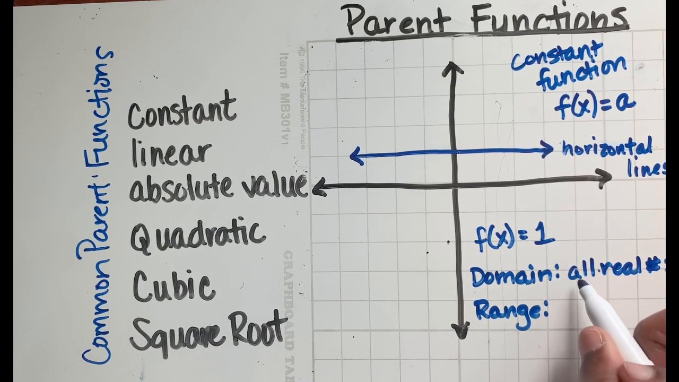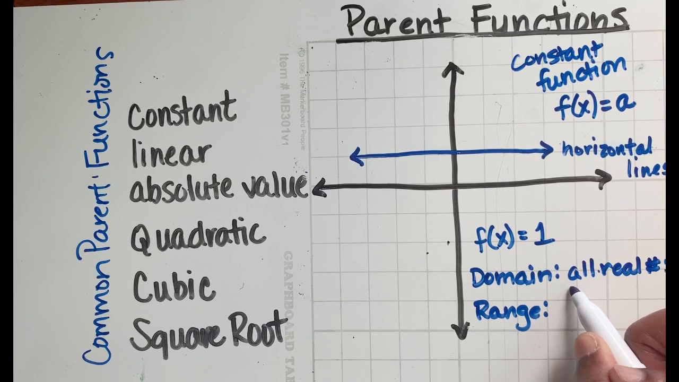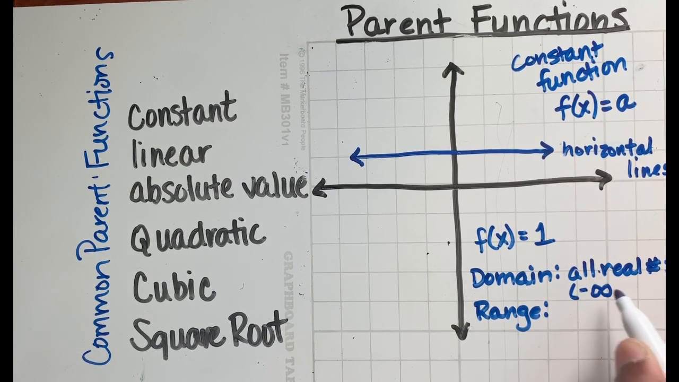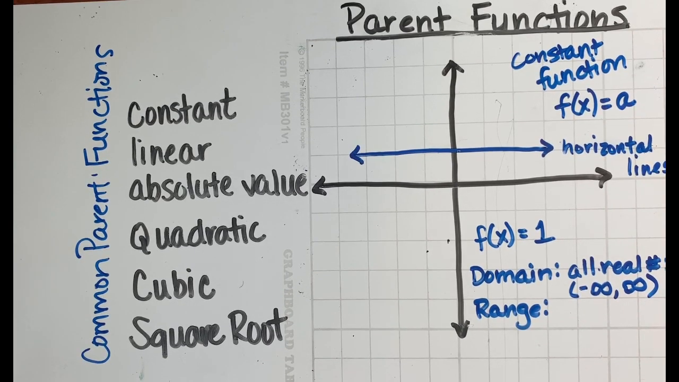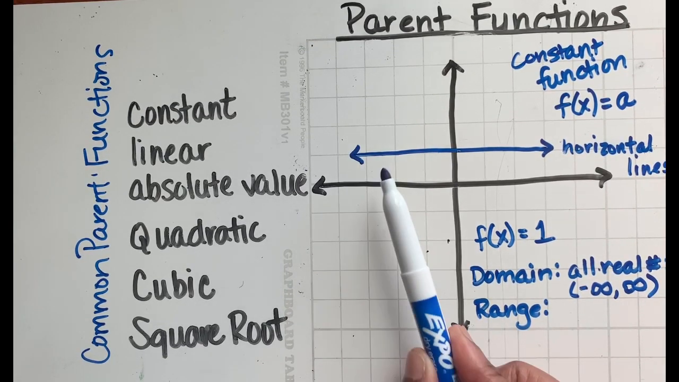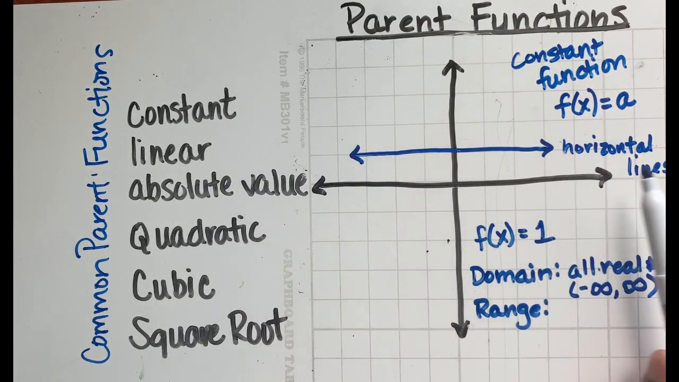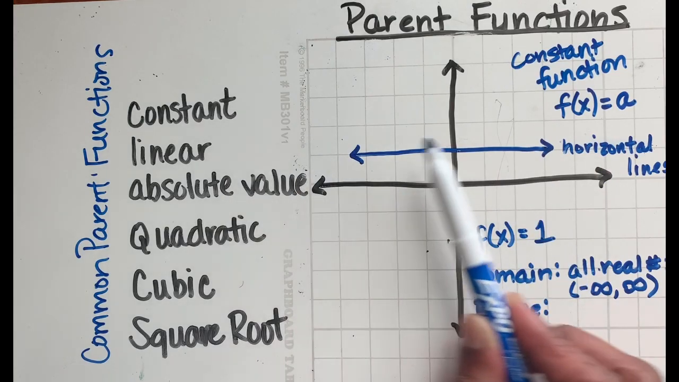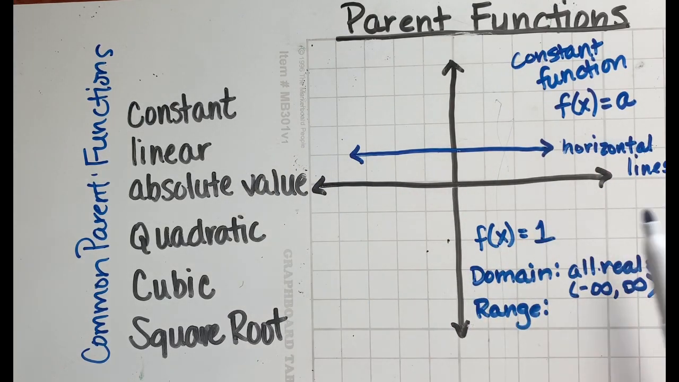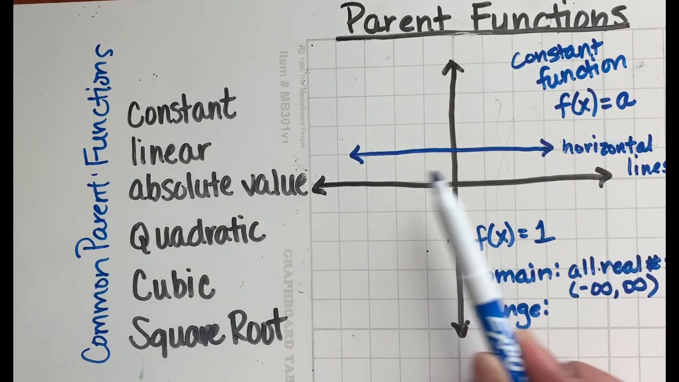Now, how do I write that in interval notation? I'm going to write a parenthesis, negative infinity, comma, positive infinity, and another parenthesis. What that means is this line will go forever left all the way to forever right. So all of these numbers are included on this graph. That's the domain. Remember, domain's left to right.